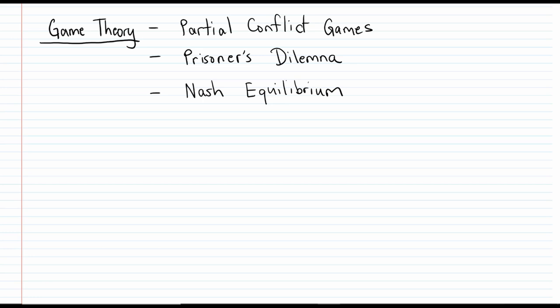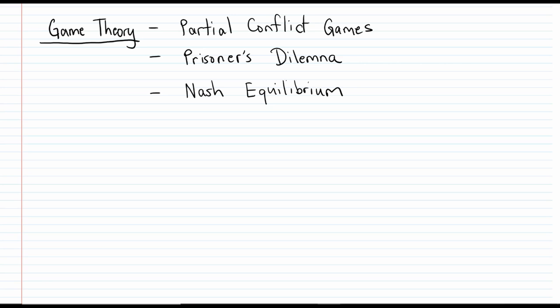So we're going to look at a very famous partial conflict game. It's called the Prisoner's Dilemma. And we're going to think about what are some of the strange things that can arise in partial conflict games. And in particular, we'll talk about a Nash equilibrium for a game and what that means in the context of how to play games and what to look for and what to avoid.